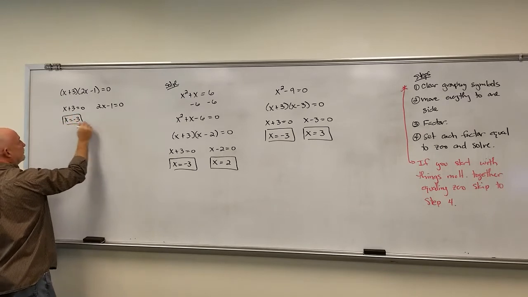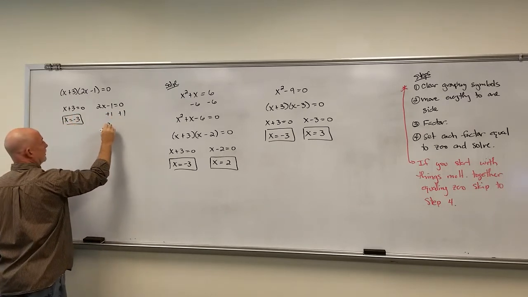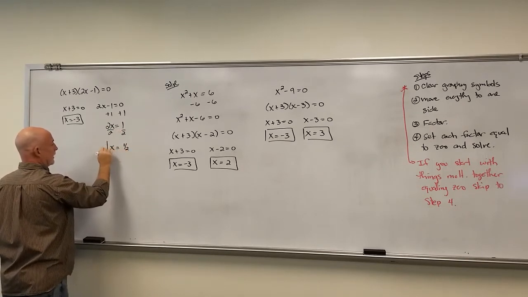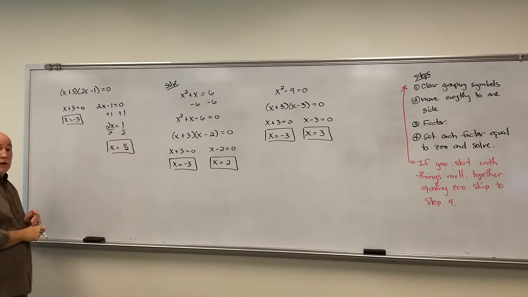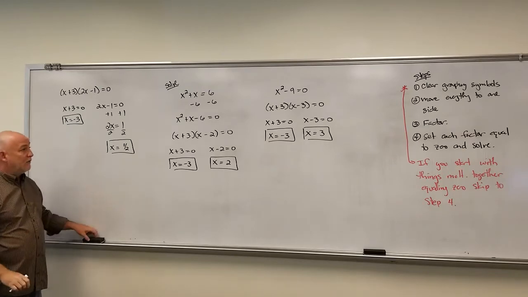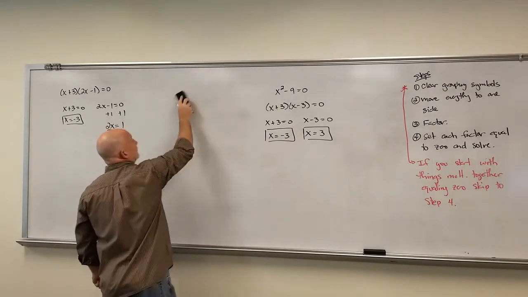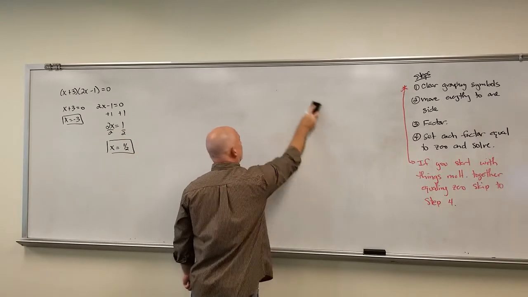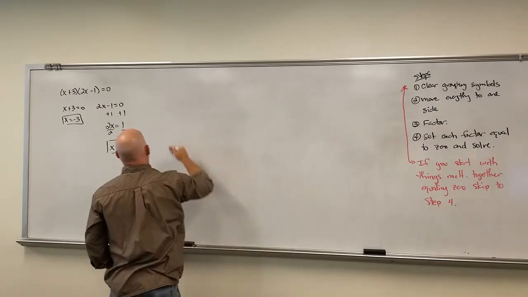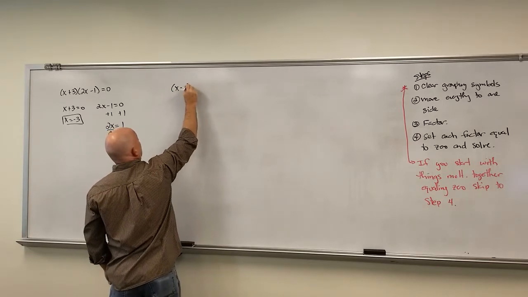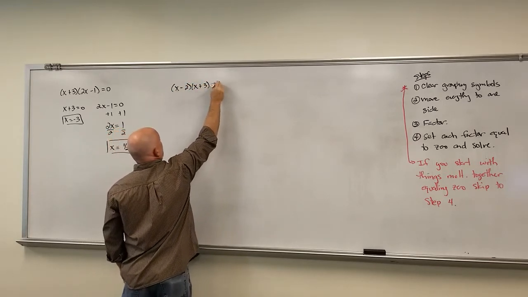We get x is negative 3. Let's see, let's do a little work over here. So we have 2x is equal to 1. So we have x is equal to 1/2. All right, nice, quick, and easy. So this is kind of the best case scenario that you're going to run into. All right, let's still go through here and take a look at some more. Let's say we have something like, I don't know, x minus 2, x plus 3 is equal to 6.